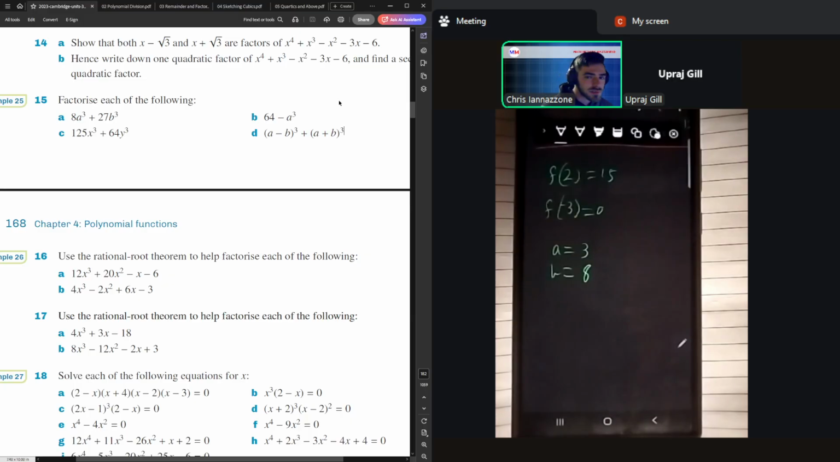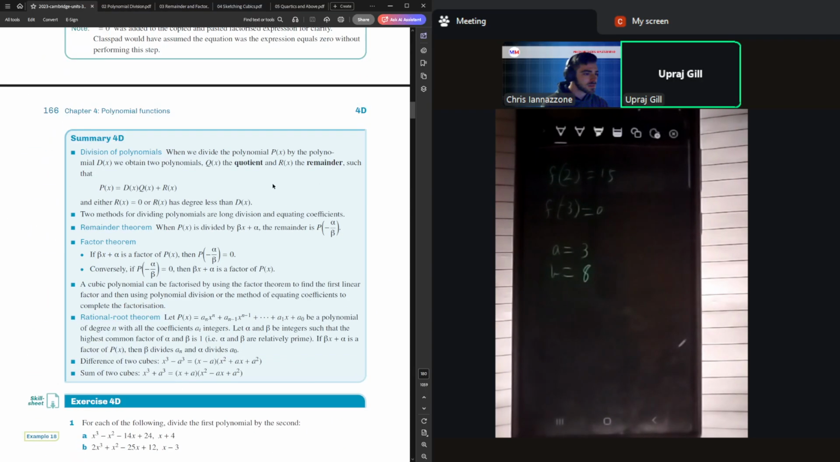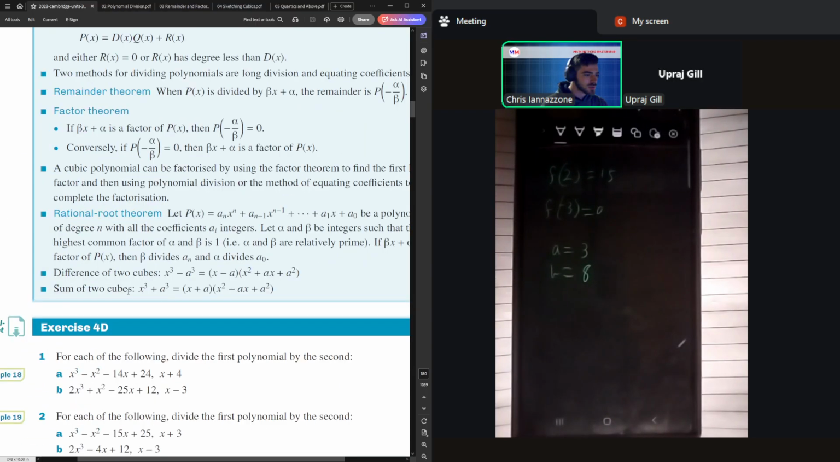Any idea what was going on there? No, not really. That's fine. Yeah, it's pretty niche. We don't really use it a whole lot. It's the sum and difference of cubes. So, not entirely necessary. This is still a cubic, and so you can use factor theorem to factorize it down.